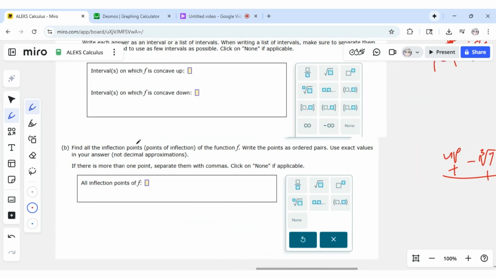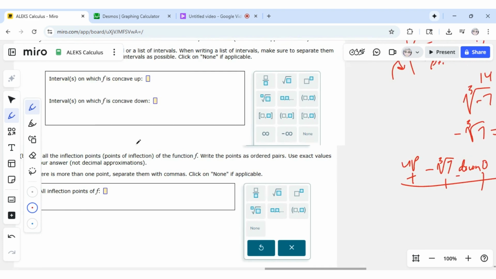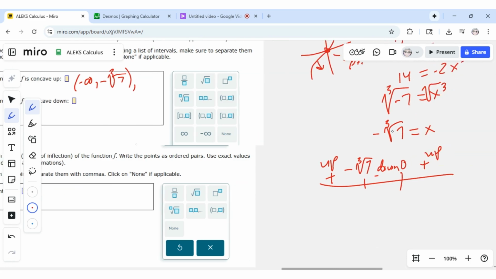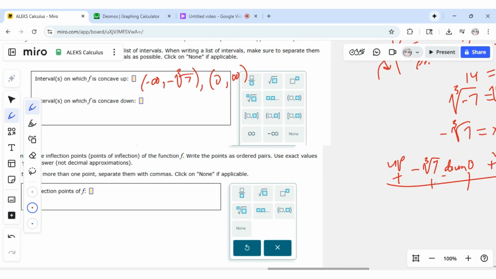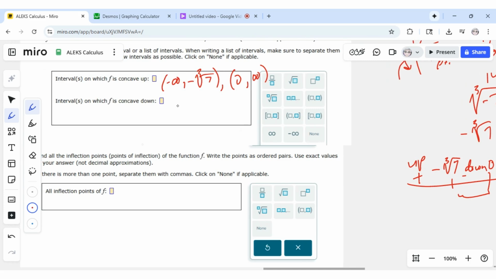Now, let's see, intervals on which it's concave up. So there's 2 of them. We're up from negative infinity to negative cube root of 7. That's one of them. And the other is 0 out to infinity. So like that. So those are the places it's concave up. It's concave down just in this little section here between the negative cube root of 7 and 0.